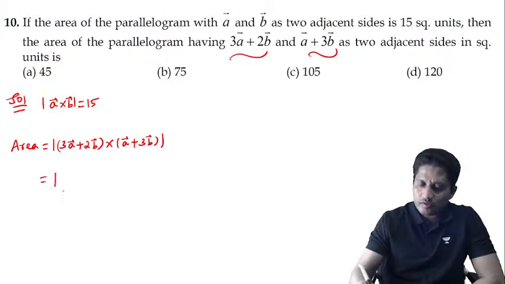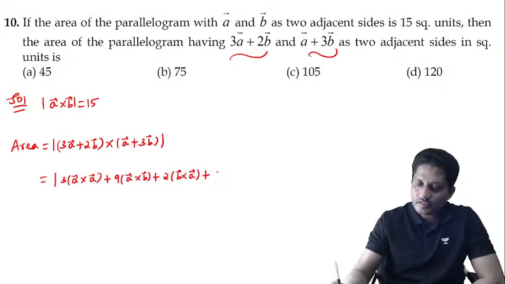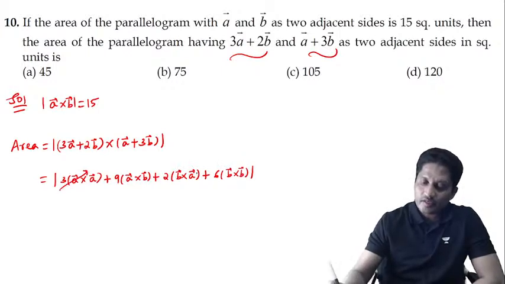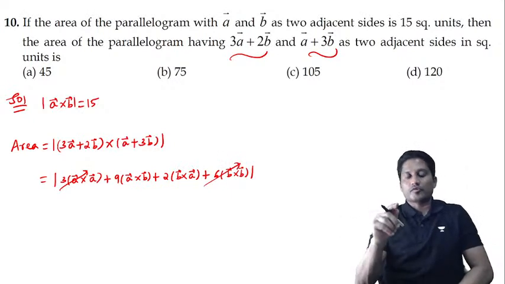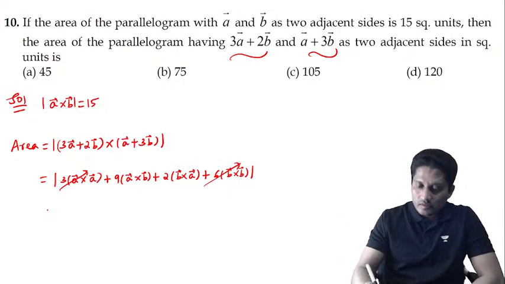Okay, this is equal to modulus of 3 times A cross A plus 9 times A cross B, plus 2 times B cross A, plus 6 times B cross B. A cross A is 0, right? B cross B is 0. Cross product of two similar vectors is 0. Now this is equal to 9 times A cross B, right?